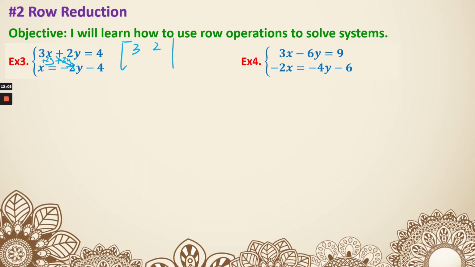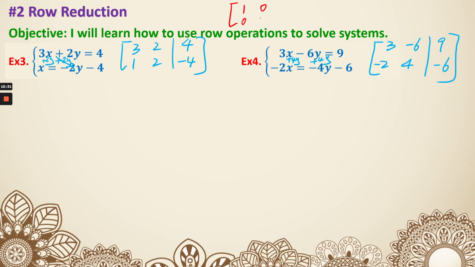Then we have 3, 2, 4, and then we have 1, 2, -4. For this, we're gonna add both sides by a 4y. So my first row becomes 3, -6, 9. My second row becomes -2, 4, and a -6. I'm gonna write our goal on the top again. We are trying to get 1, 0, 0, 1, A, B. So now let's start performing our operations.